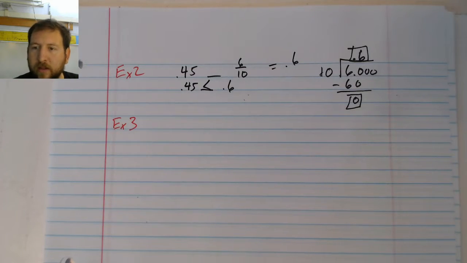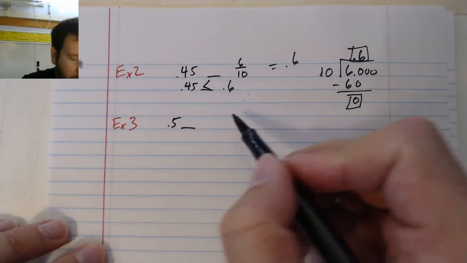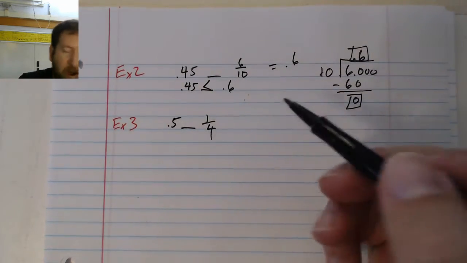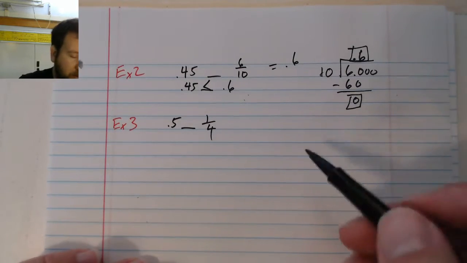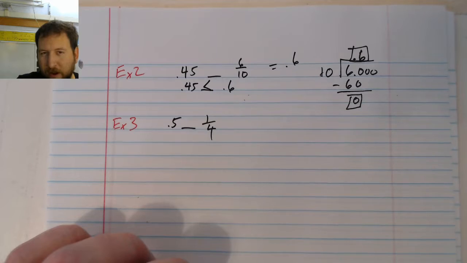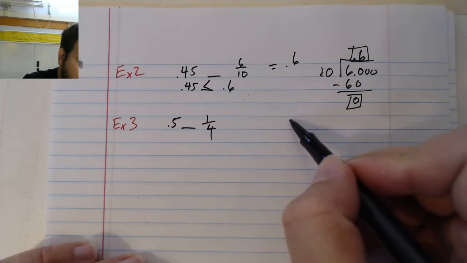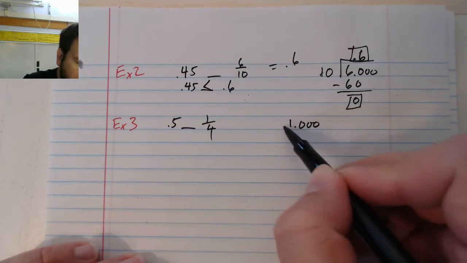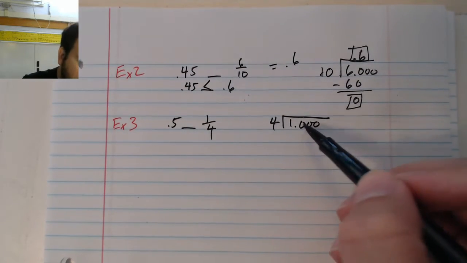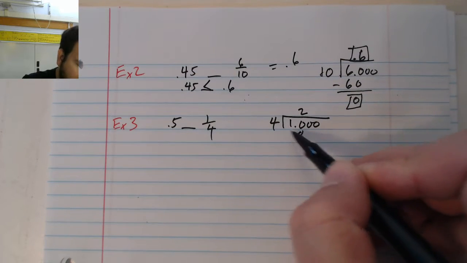Example 3, let's take a look at comparing 0.5 and 1/4. All right, I'm going to take my fraction and bring it into a decimal because I think that's going to be the easier way. And 1/4, I probably know the decimal to that, but I'll show you how to get it just in case you forgot. I am going to put my 1 inside, and I'm going to put my 4 outside. Okay, how many 4s are in 10? Well, 2. 2 times 4 is 8.